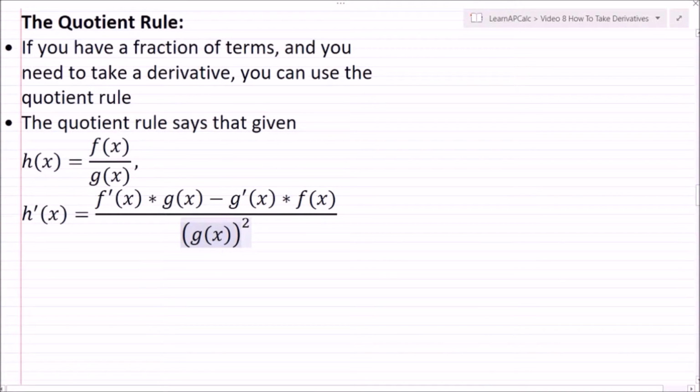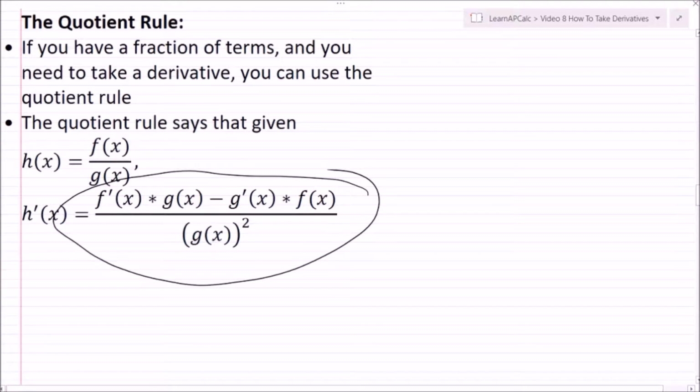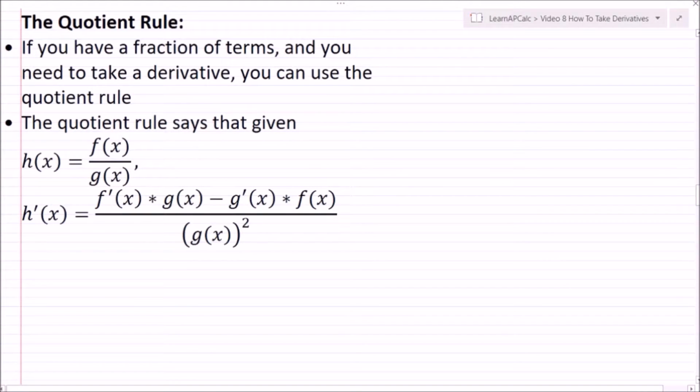So that's sort of an easy way to think about the quotient rule. If you try to memorize this, it's not really the easiest thing to memorize, but just thinking about the derivative of the top times the bottom minus the derivative of the bottom times the top, all over the bottom squared, is sort of an easier way of memorizing the quotient rule.